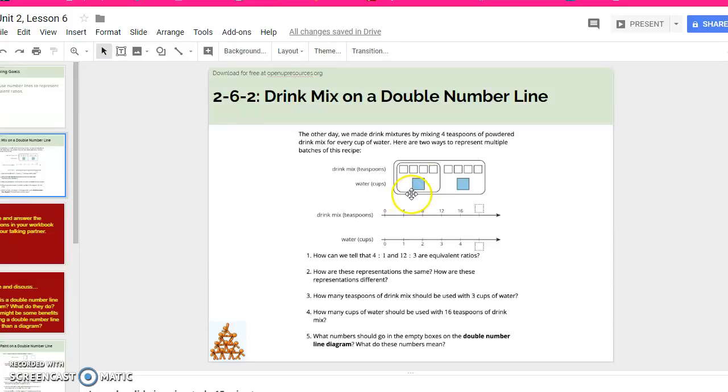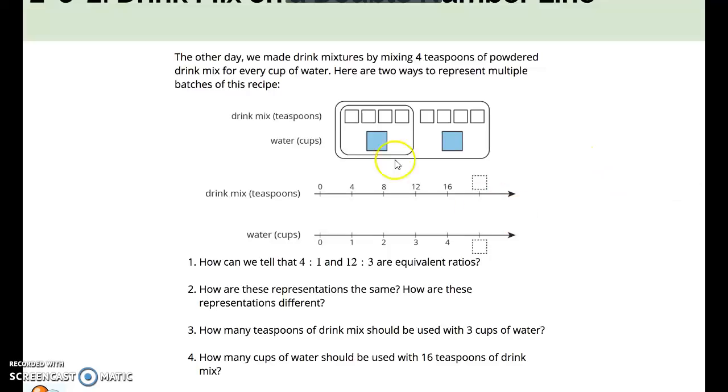And then when we wanted to make a double batch, we used 8 teaspoons of drink mix with 2 cups of water. We're going to show the batches of drink mix using a new representation today called a double number line. I'm going to make this a little bit bigger and see if we can still see it. Okay, so one way we can show this is by drawing our diagram. So we can draw our 4 squares and then our cups of water and our 4 squares and our cups of water. But the other thing we can do is we can use a double number line. So this is 2 number lines put together to show my relationship between the drink mix and the water.